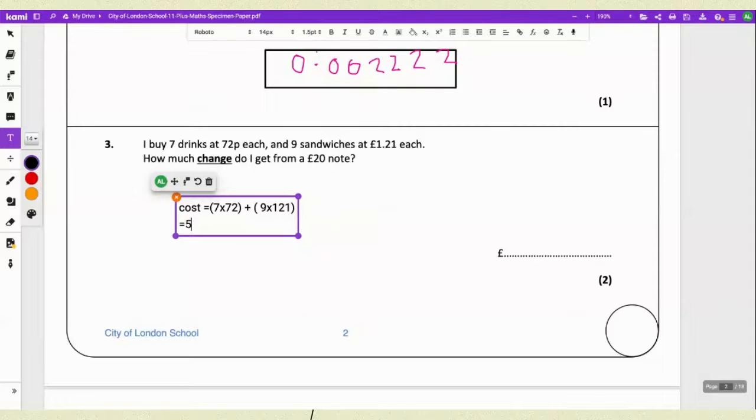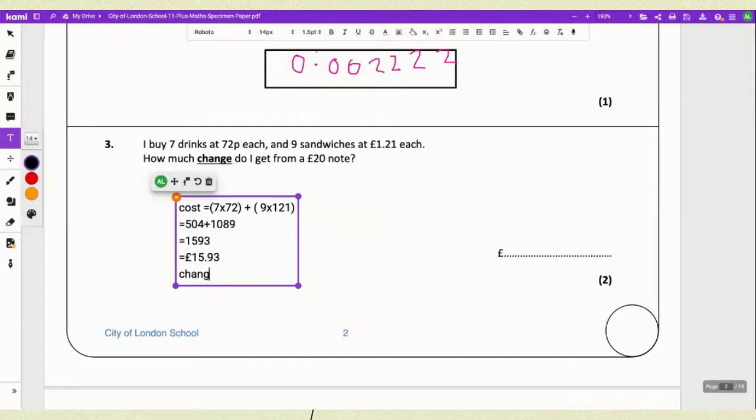That will equal 504 plus 1089. That gives you 1593. But we need to do it in pounds and pennies. So that would be 15.93.